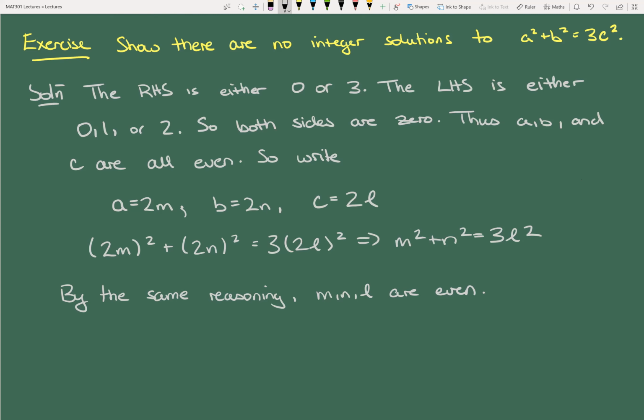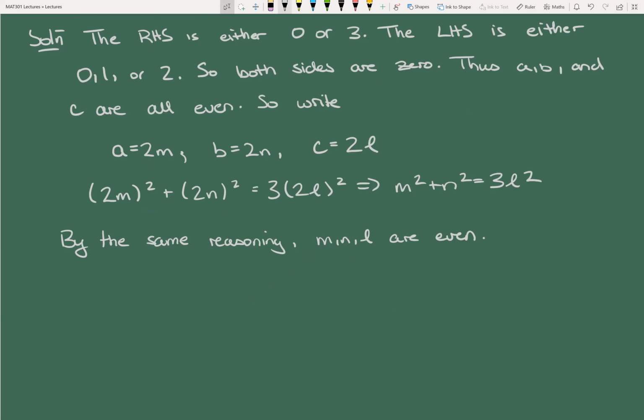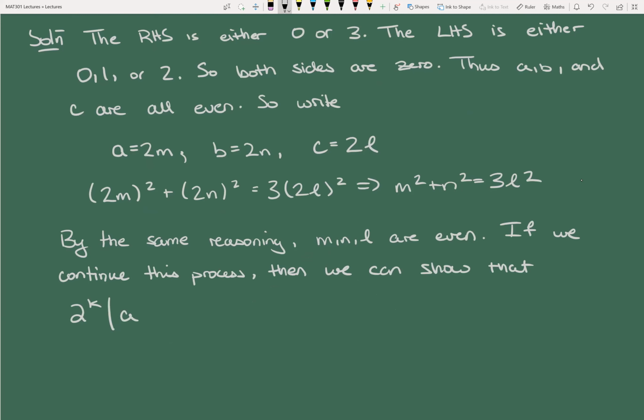Effectively, what you want to be able to say is, and you could do this in a long way if you wanted to, but I think it's comfortable to say it here. But if you want to rigorously prove it, you can. Effectively, if we continue this process, then we can show that 2 to the k divides a for all k. And that's not possible.